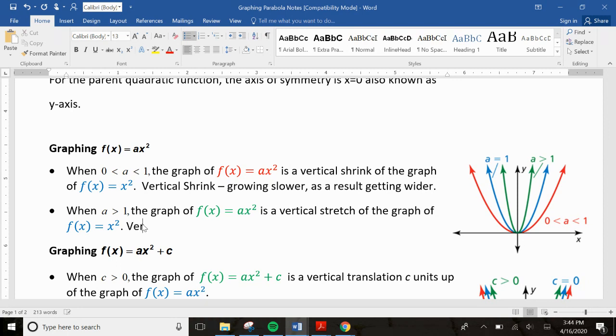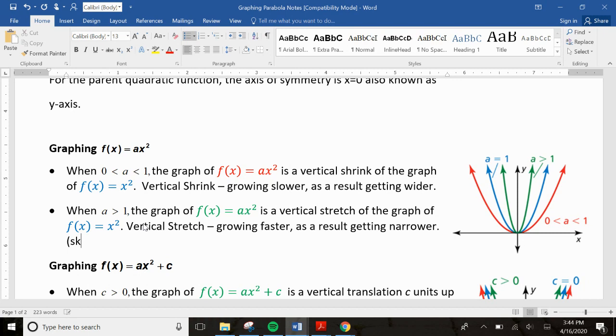So to help us with that language, let's write in a little bit of notes as well. A vertical stretch, we can consider the parabola to be growing faster as a result. It's getting, this is kind of weird to say, it's getting narrower. You can even think of it as skinnier, if that helps. So the number in front of x squared determines the width, how wide or how narrow our parabola opens. That was the first part of your investigation.